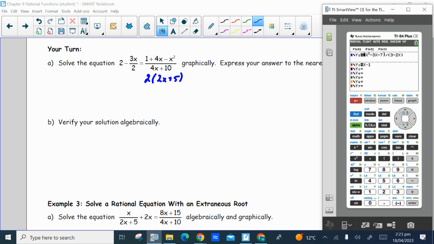Again, we have 2 different sides, left and right. So our left side will go into y1. We've got 2 minus, second term's a rational expression, which is 3x over 2. So there's equation 1, the left side. The right side, we're going to have to use brackets to keep the numerator and denominator together because they are polynomials, trinomial and a binomial. So 1 plus 4 minus x squared, 1 plus 4x.